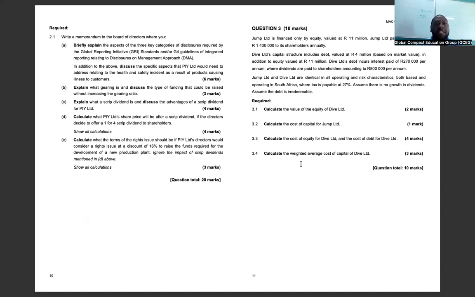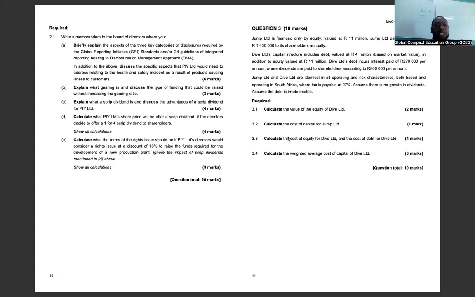Explain what gearing is and discuss the type of funding that could be raised without increasing the gearing ratio. So gearing is the extent to which an organization finances itself from external finance or from debt finance. A company is described to be highly geared when its debt is high and lowly geared when its debt is low. So now you need to discuss the type of funding, like issue of shares. Rights issues of shares also do not increase gearing. You need to speak of retained earnings, then you can also look at venture capital finance. It does not increase debt. Private equity finance does not increase debt.